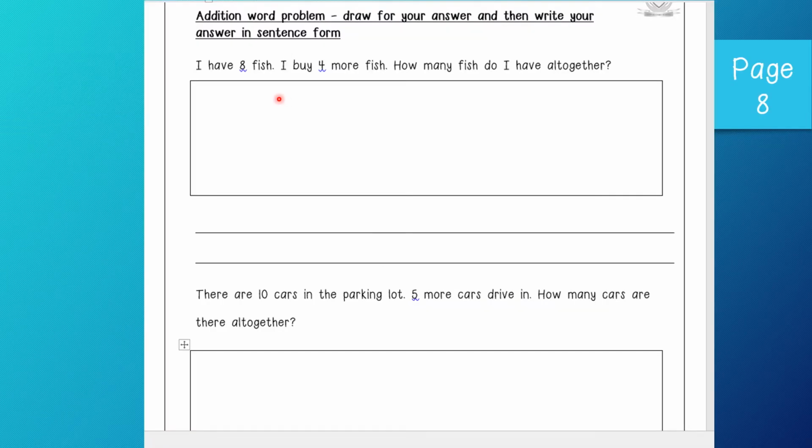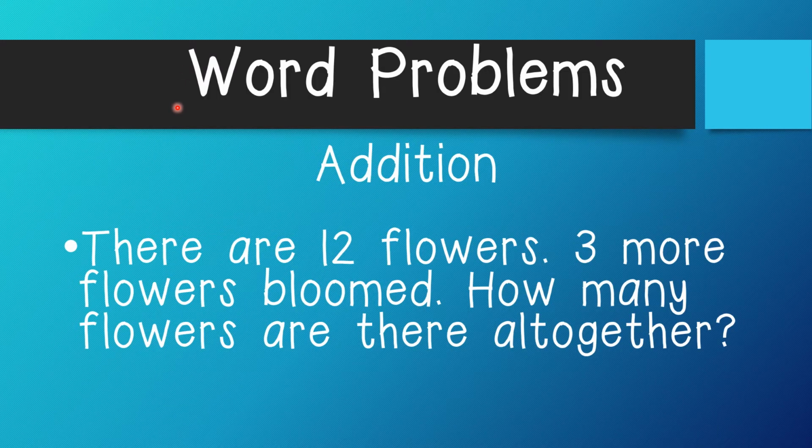If we look at page 8, we have our addition word problem. And this is everyone's favorite thing to do, word problems. So let's do a few examples together just so we don't forget and we all get it right. So first we're going to do an addition word problem, and our rule for doing our word problems is to read the story 3 times.